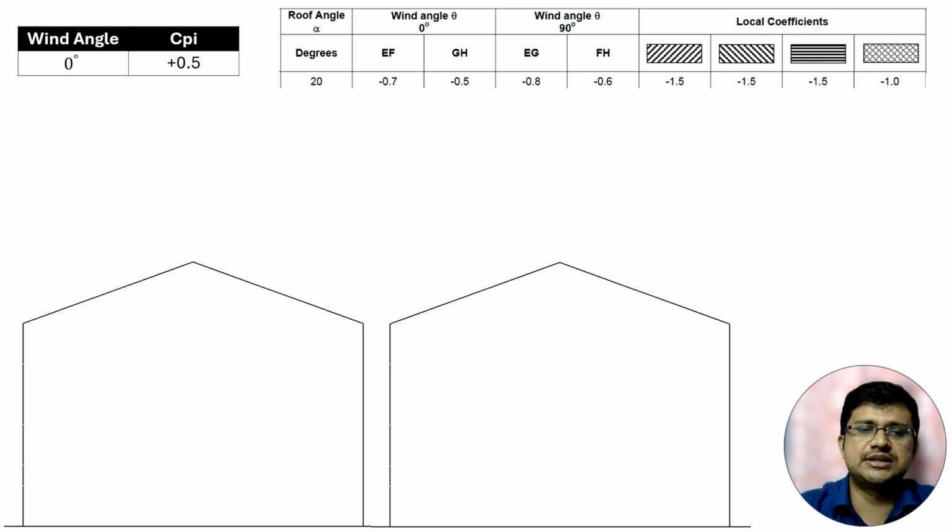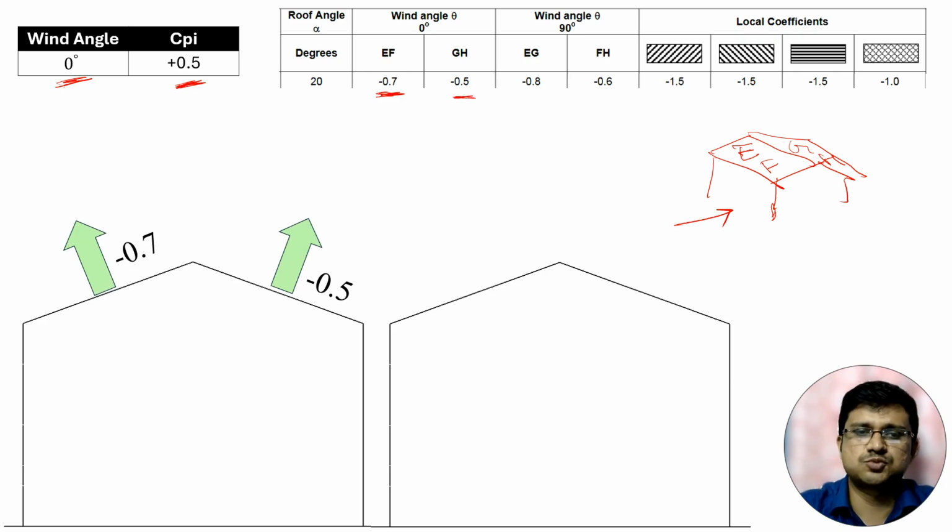Now suppose we are considering wind angle 0 degree and CPI plus 0.5. Wind angle 0 degree means this is our building, and wind is coming from this direction and hitting the longer side. So this is EF, and the opposite side will be GH. So for EF, the external pressure coefficient is minus 0.7, and for GH, the external pressure coefficient will be minus 0.5.